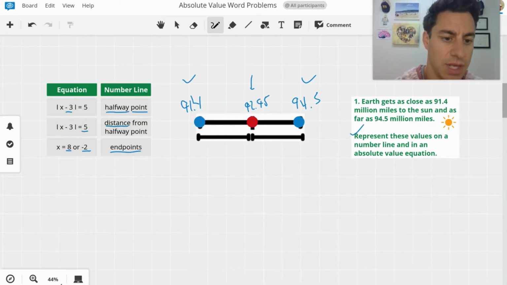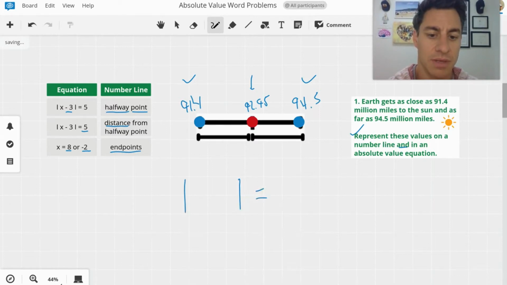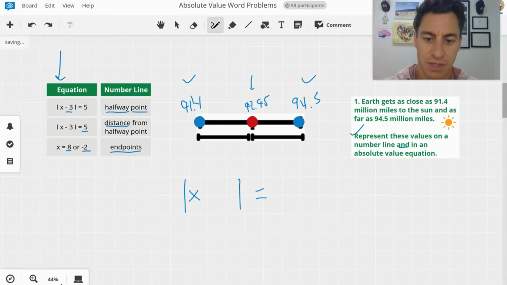So represent these values on a number line. We've done that. And in an absolute value equation. Well, look at this. You need to write an absolute value equation. You could go like this right away. The absolute value of something equals something. One thing that we didn't talk about, look at the absolute value equations. Just put x there. Again, this is your structure. We already have the structure. Now we just got to fill in a few key pieces. What did we say goes here? The halfway point.